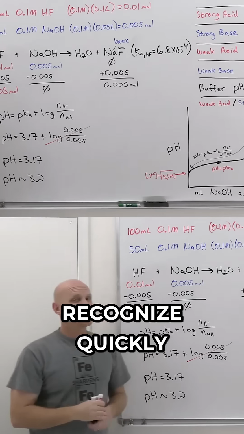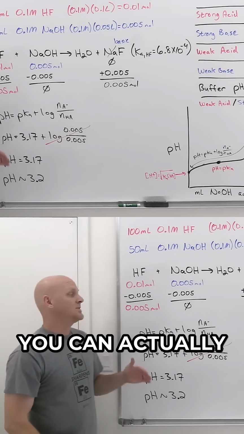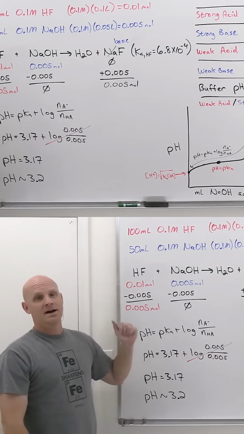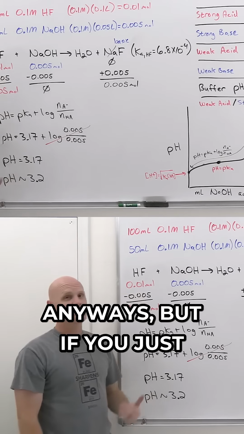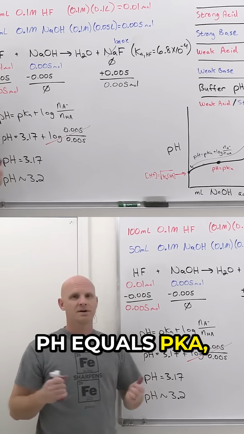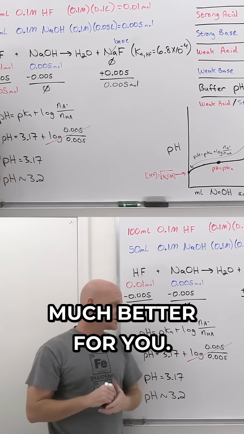So if you can recognize quickly that you're at the half equivalence point, you can actually save yourself a ton of time. And you're going to get here eventually anyways, but if you just realize, oh, I'm at the half equivalence point, pH equals pKa, life will be so much better for you.